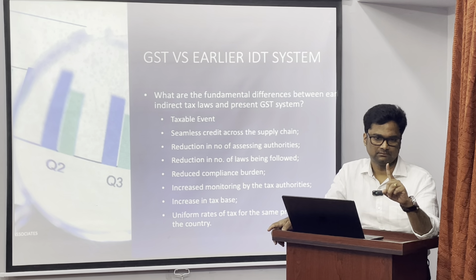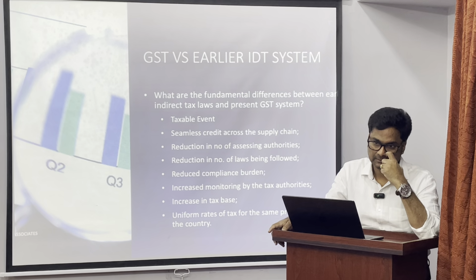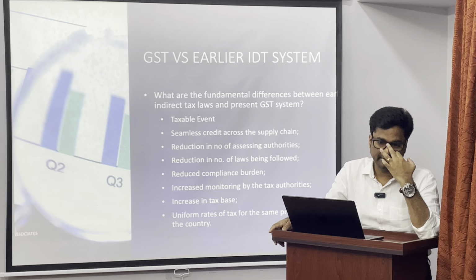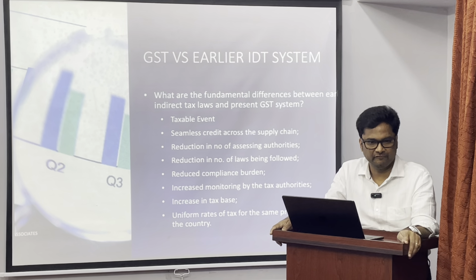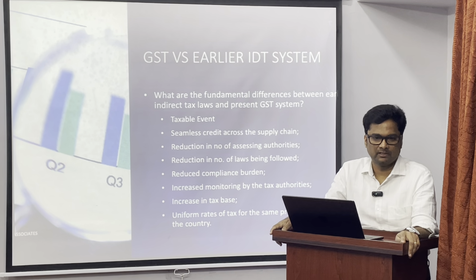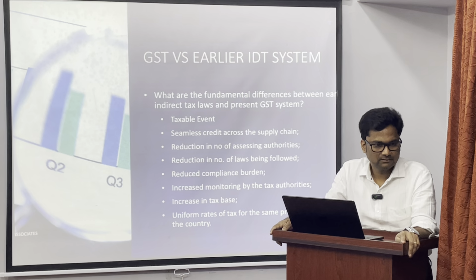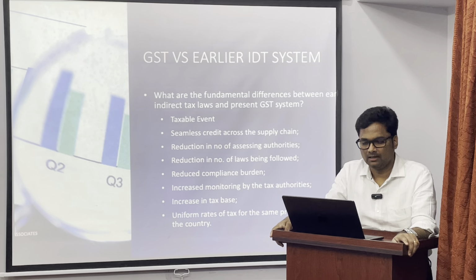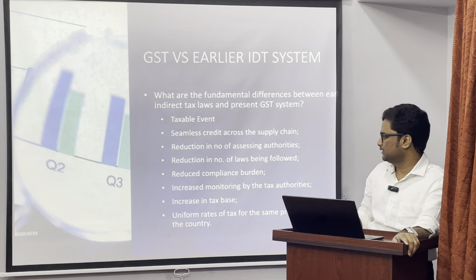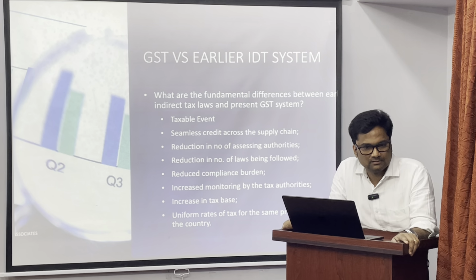Now, focus increased. Correct? If I ask you to write 4 papers for an exam, it may be difficult for you. If the institute says you write 1 paper, I'll make you pass. Then it is easy, no? So, increased monitoring, increase in tax base. When the focus of the department increases, one by one will come into the tax net.